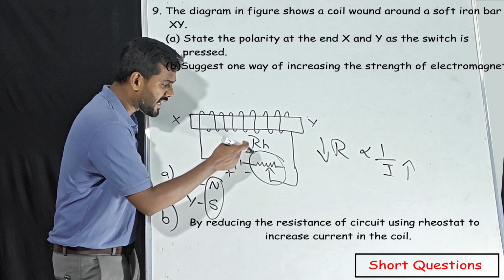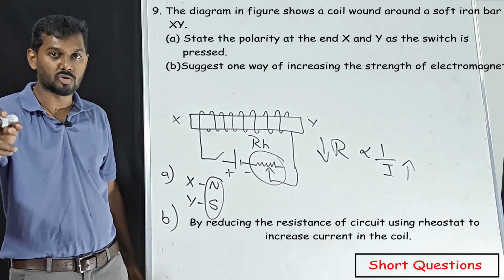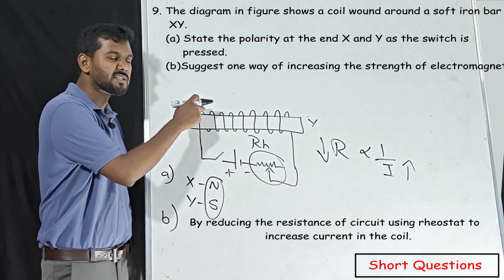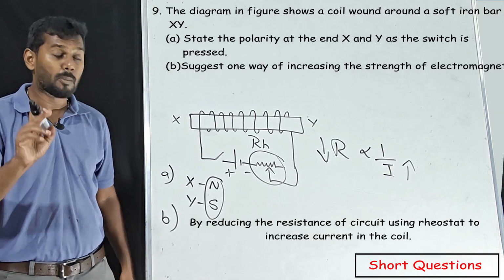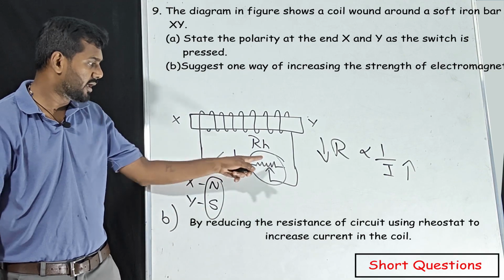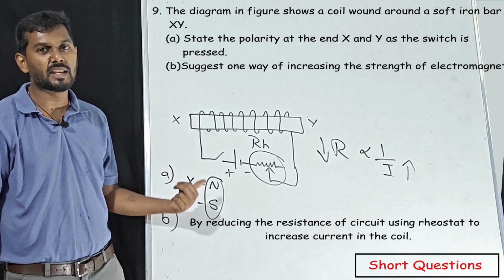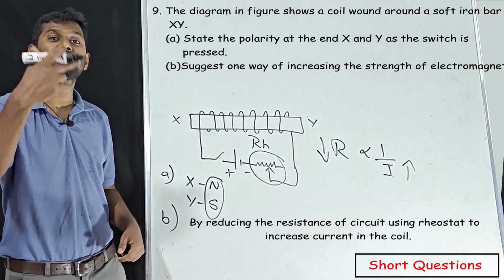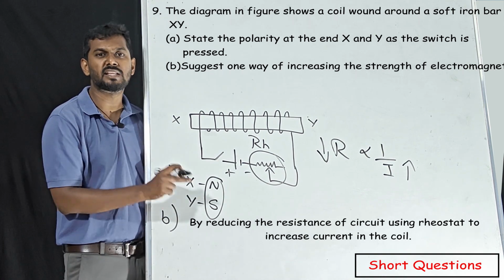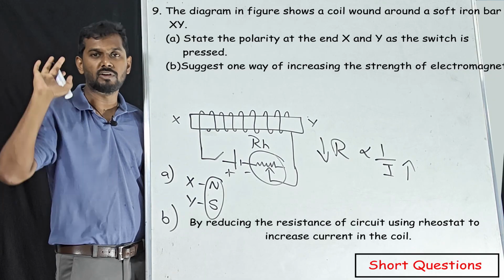See, if the rheostat is not given, then your answer should be by increasing the number of turns, or you can write it as by increasing the current in the circuit. But anyhow, the rheostat is given, so you have to talk about resistance. So rheostat is given. How to increase the value of magnetic field? By increasing the value of current. How to increase the value of current? By decreasing the value of resistance. By decreasing the resistance value, current will be increased. Because of the current, magnetic field will be increased.